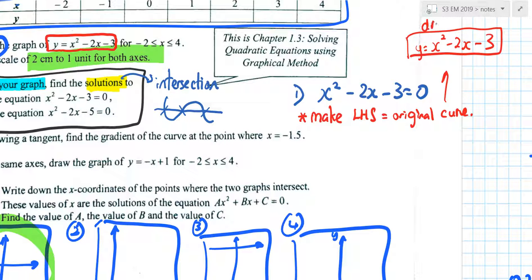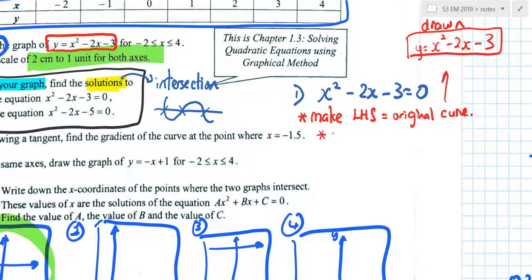This is the one that you have drawn. Do you agree? This is the original curve. This is the one you have drawn on your graph paper. So you make the left hand side exactly the same. Is it the same? Same. Once it's the same, you can proceed with the next step.